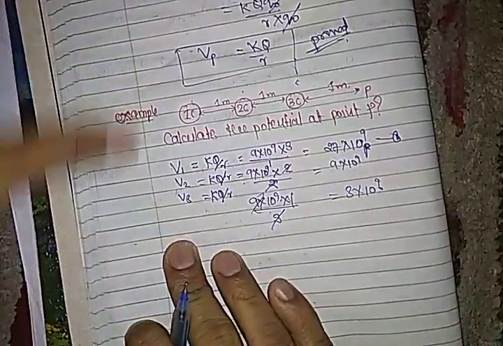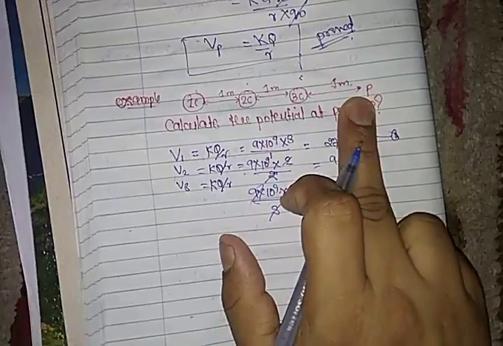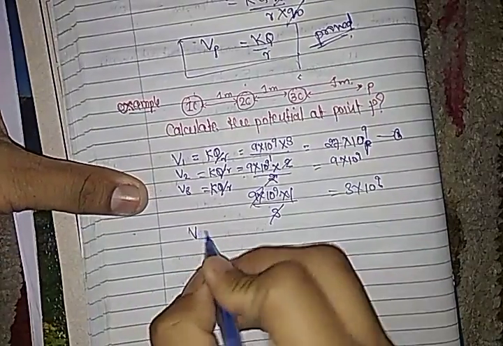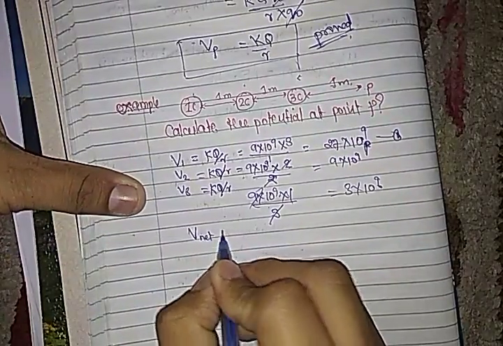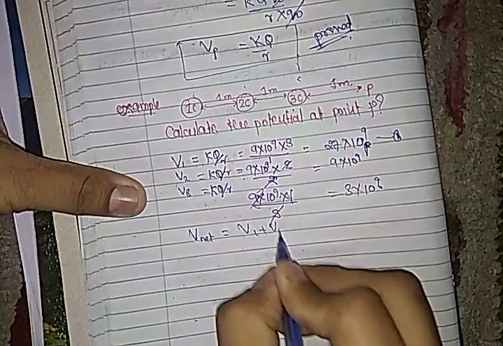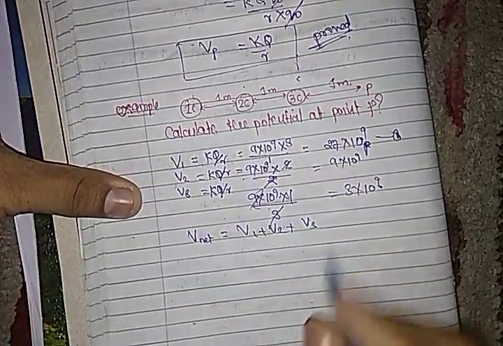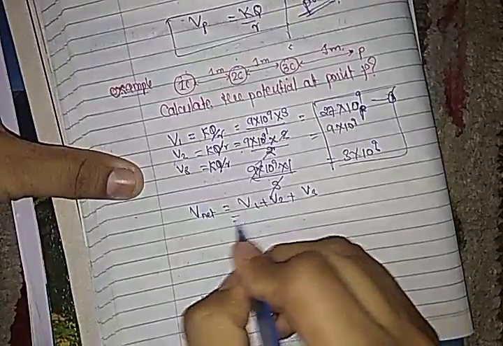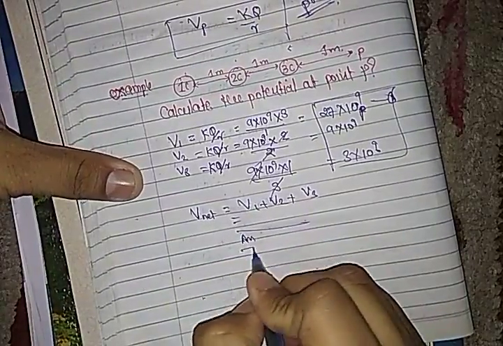Now what if we want to calculate the net potential at point P? Simply, the net potential at point P is V1 plus V2 plus V3. Simply put all these values in and you will get your answer.